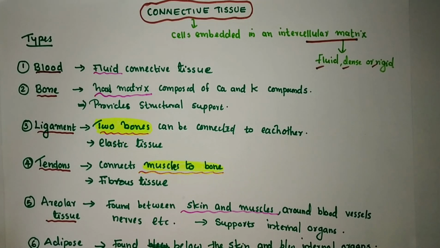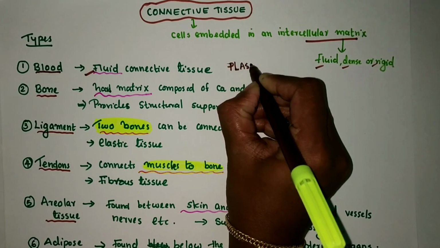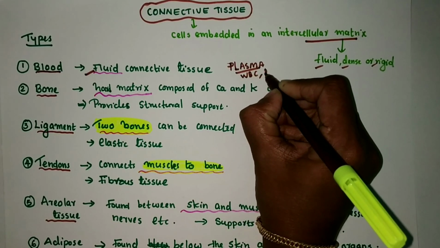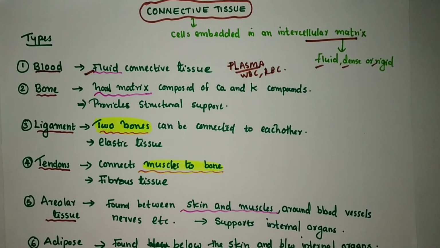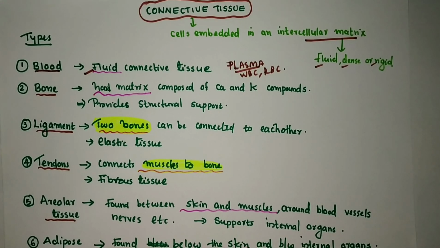First one is blood. Blood is also known as fluid connective tissue. We know that blood contains RBC, red blood cells, white blood cells, WBC, and platelets. The fluid part of blood we call plasma. All these WBC, RBC and platelets are suspended or embedded in plasma. So we call blood a fluid connective tissue.